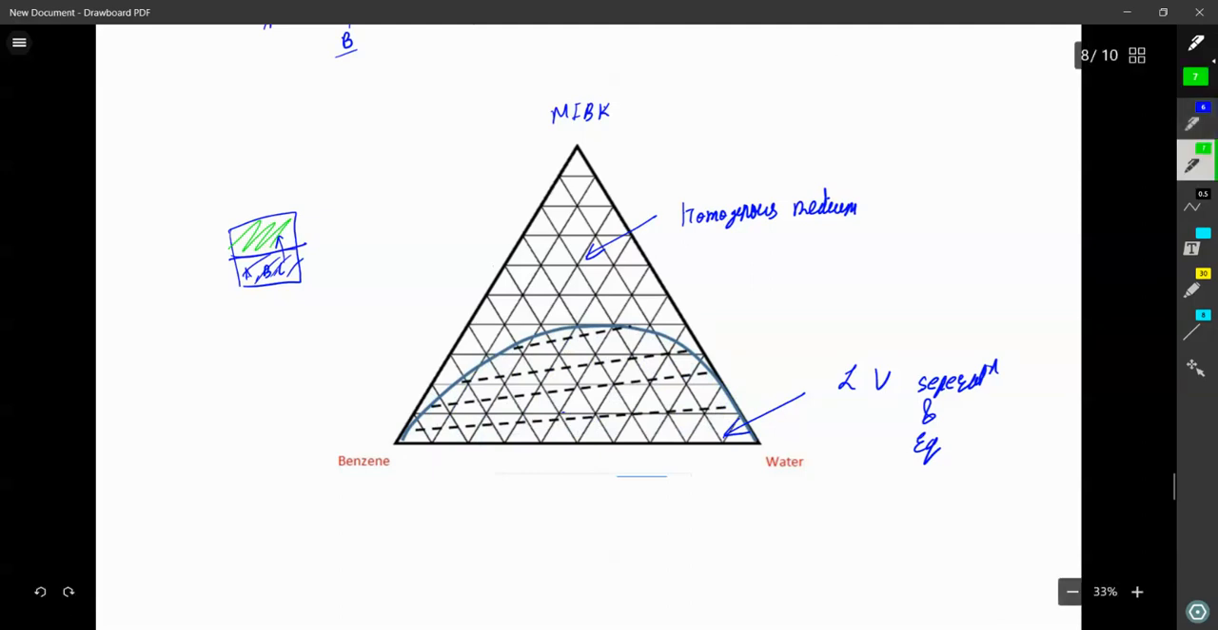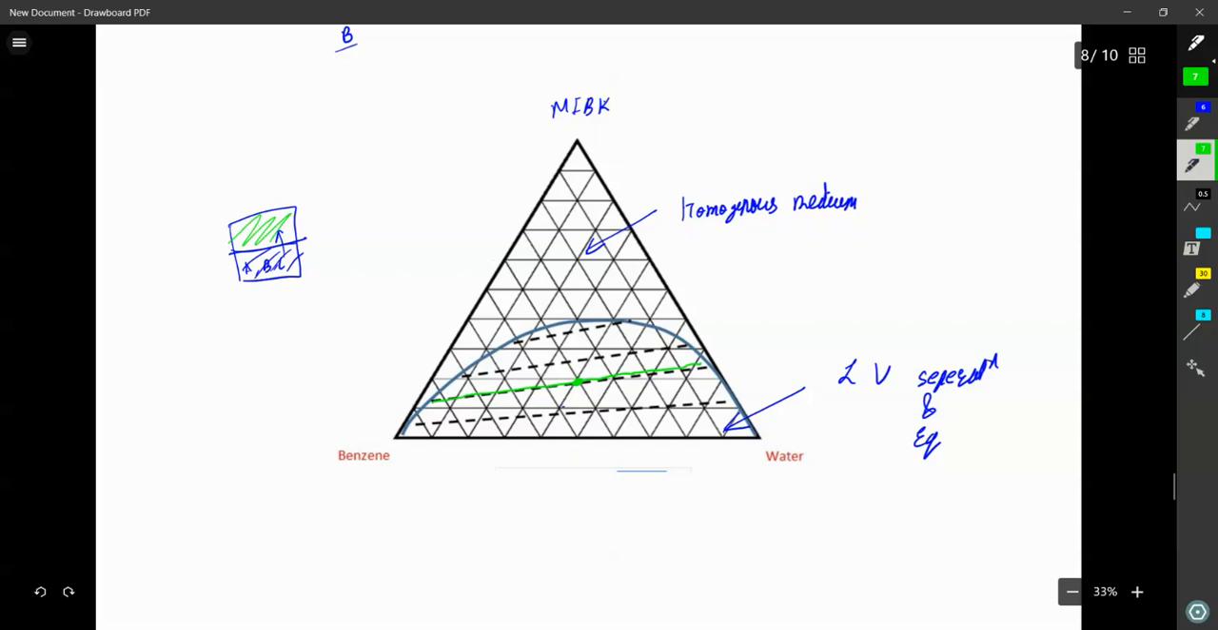Now what these dotted lines are doing: let's say the composition is such that it lies on this point. Then these lines are called tie lines, and the endpoints of the tie lines represent the composition of the two phases. I repeat, the endpoints of a tie line represent the composition of two phases. So let's say the point was here, and you got the tie line ends to be this and this.